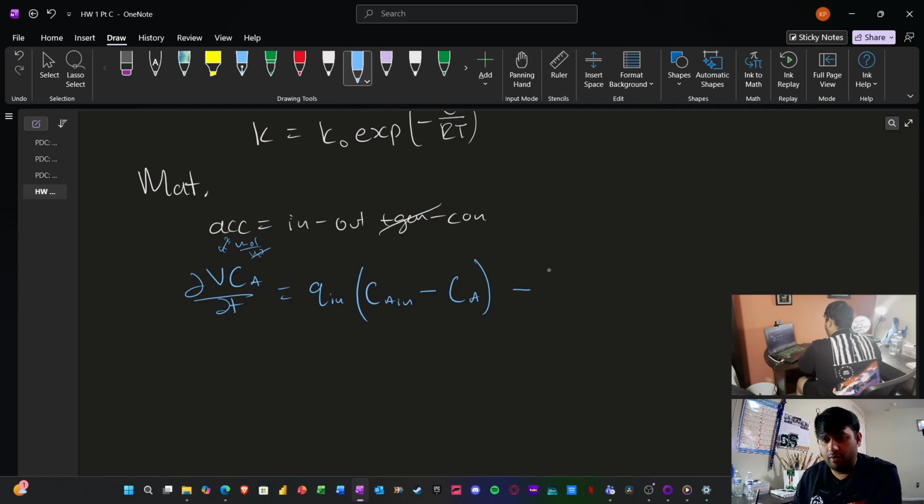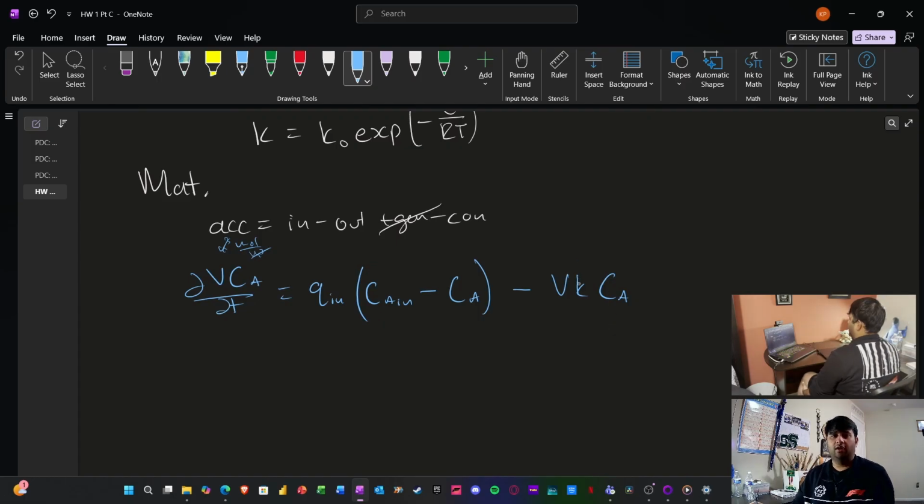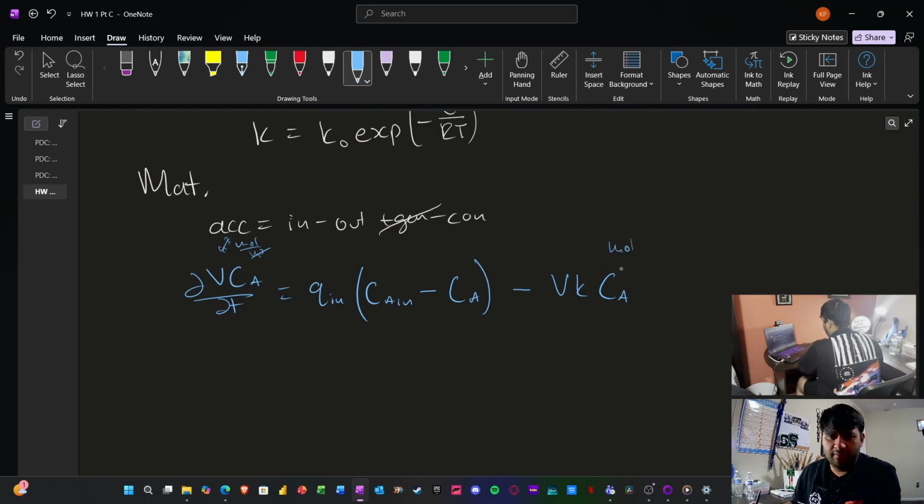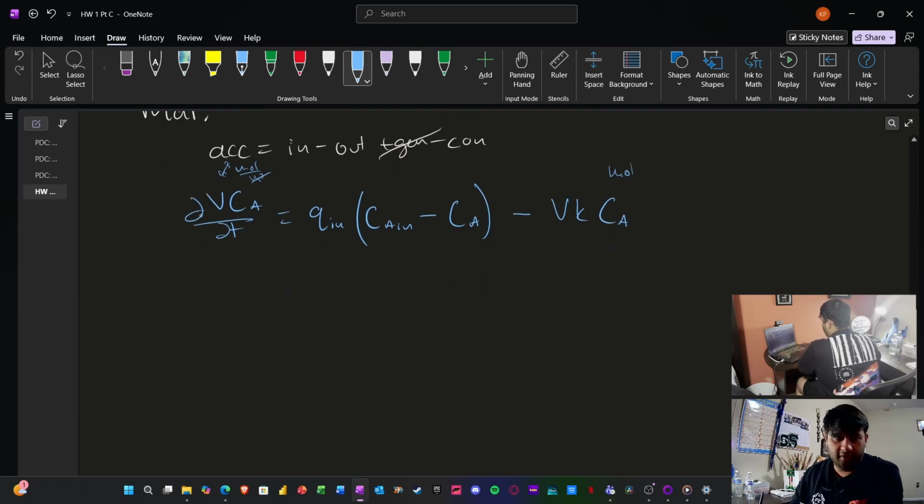Then we're going to be looking at our consumption, which is the rate at which moles are being consumed. So what we're looking at is our volume, and we're going to multiply this by our reaction rate, and then by our concentration, which gives us the rate at which moles are changing. Since this gives us moles after the meters cubed cancels out, and this is our reaction rate. So there we go, and this is what our material balance looks like.